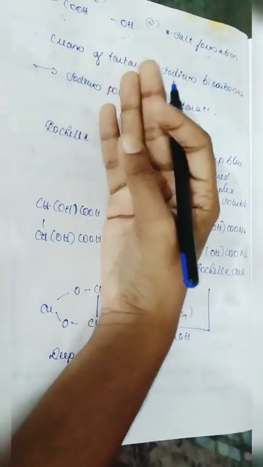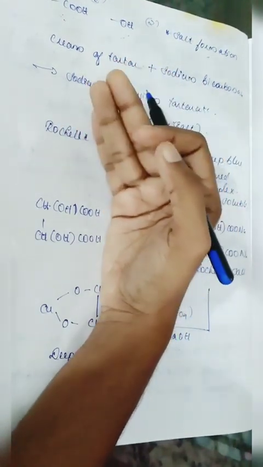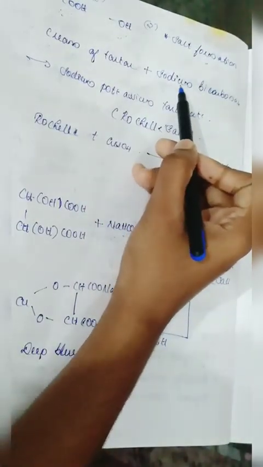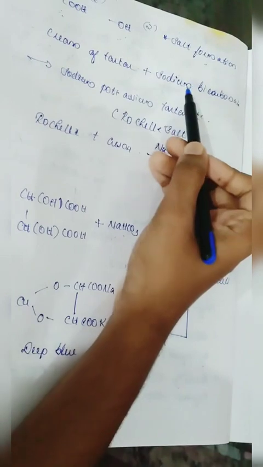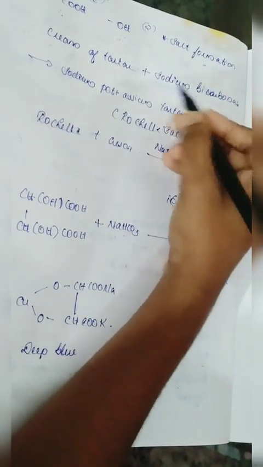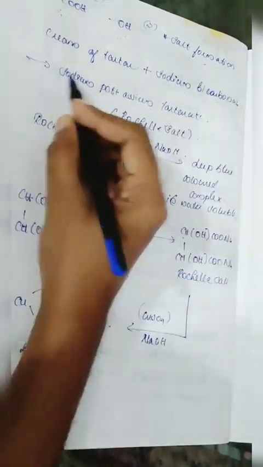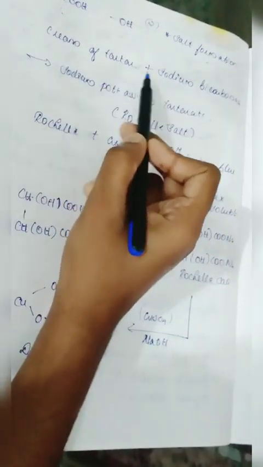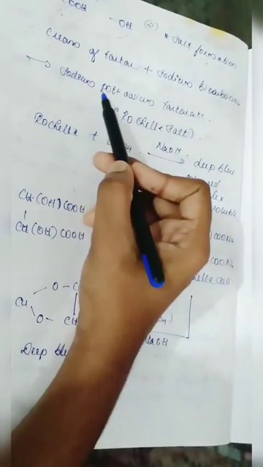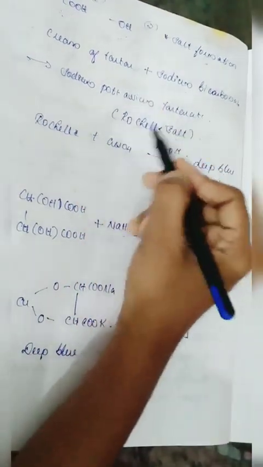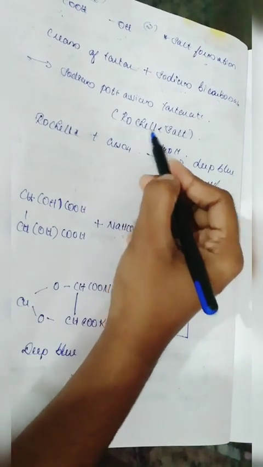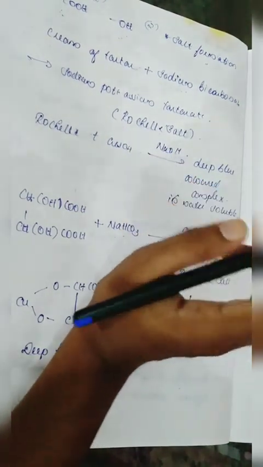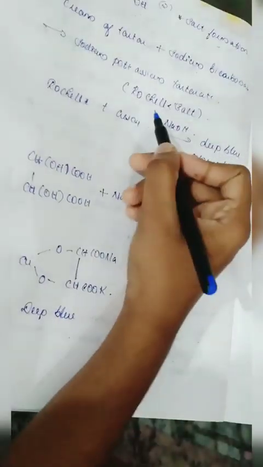This cream of tartar is chemically very important, and we have a reaction using cream of tartar, that is a chemical property. We mix it with sodium bicarbonate and that leads to the production of sodium potassium tartrate, known as Rochelle salt. So this Rochelle salt is a pretty important thing.